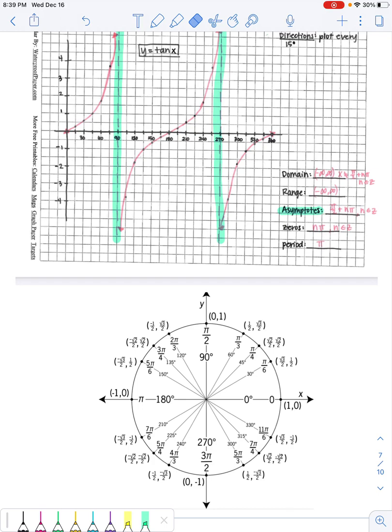So we can say that the asymptotes happen at the values pi over 2 plus n pi, where n is in the set of integers. Okay.